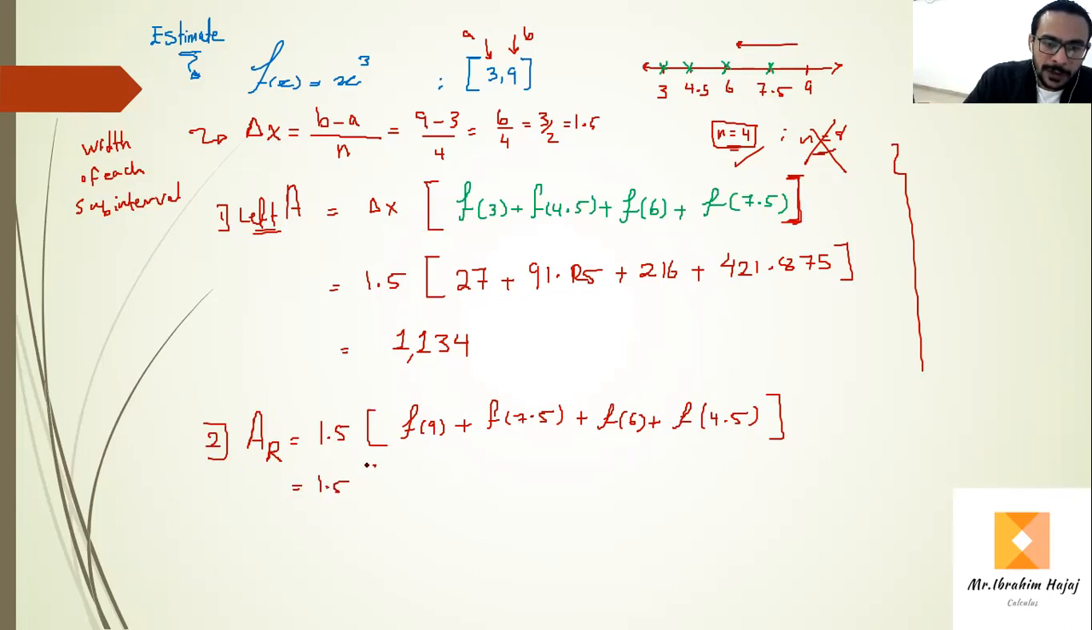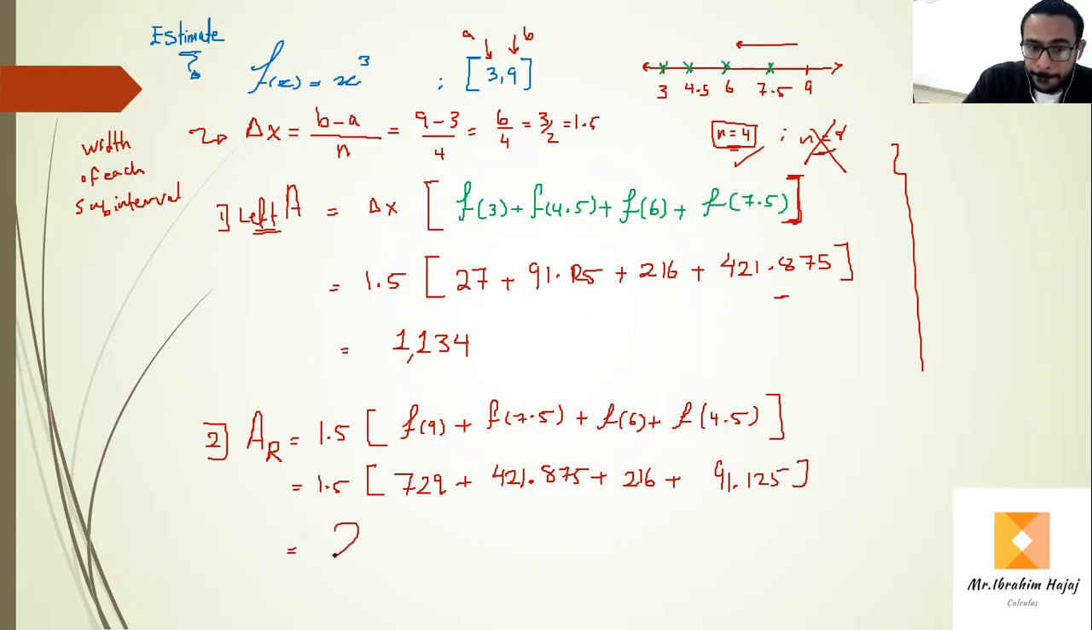So the calculation now, 1.5 and now f of 9, 9 to the power of 3, which is 729. f of 7.5 is 421.875, plus f of 6, and f of 4.5, which I bring from above because we calculated it once. The total equals 2187. Right. Okay, the final approximation is the area using midpoints.